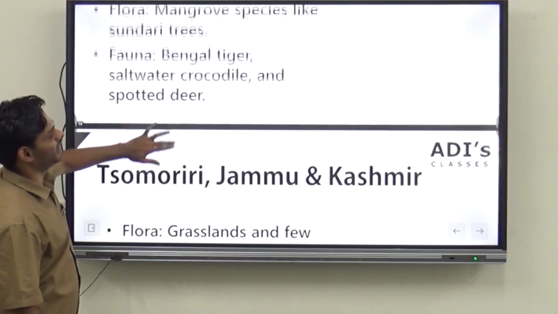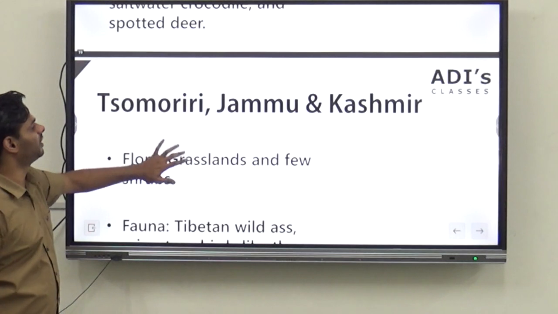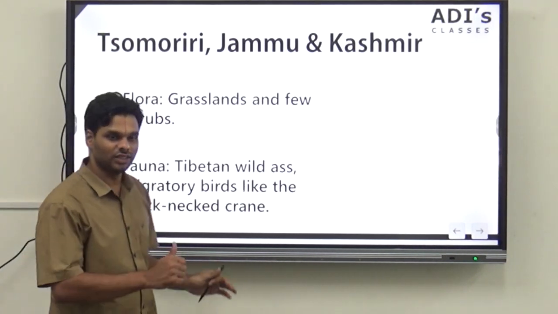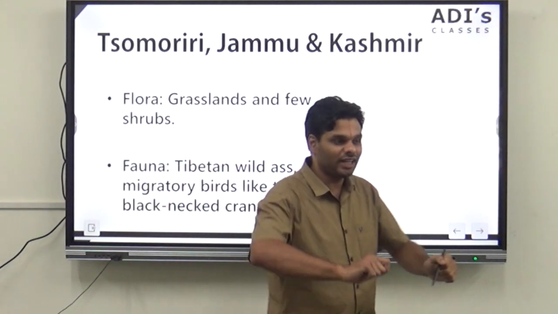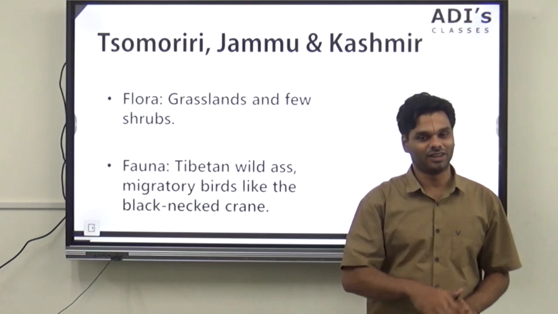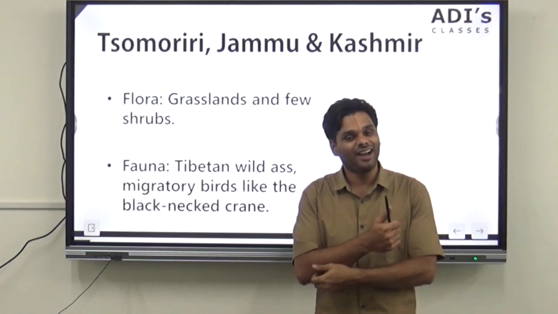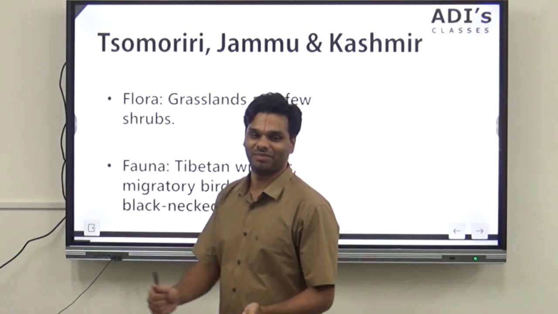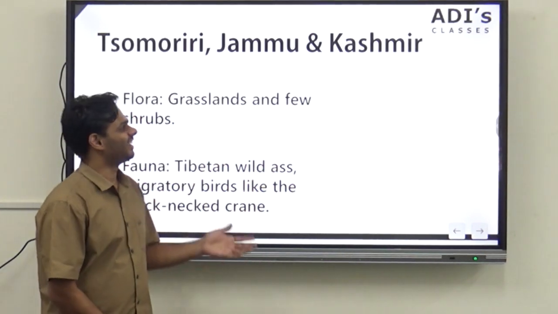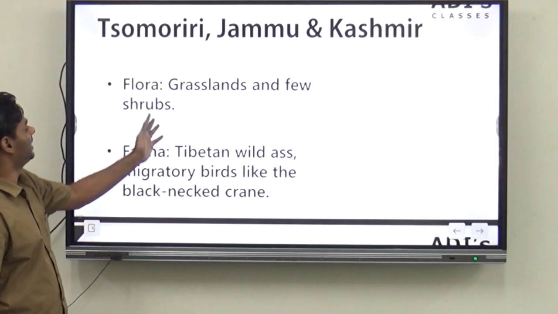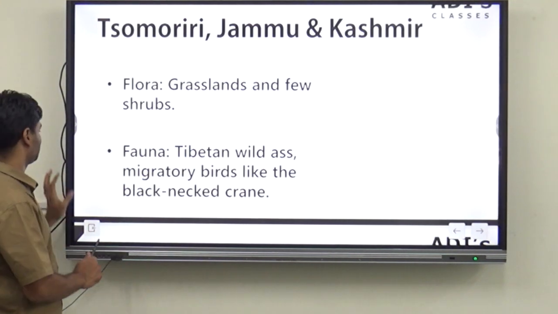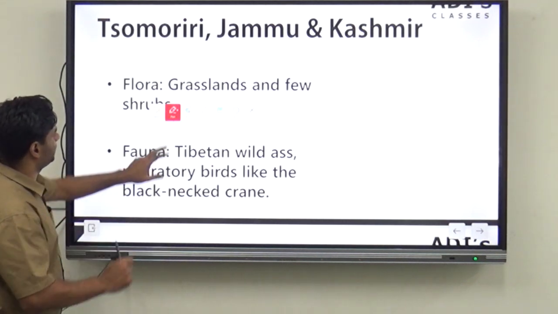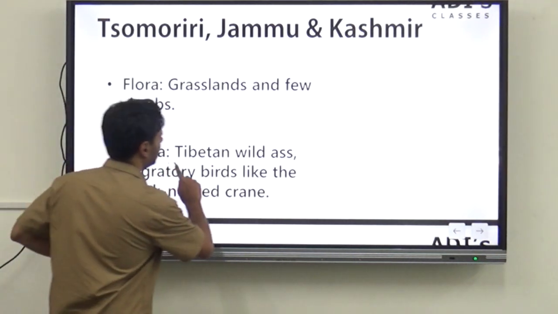Okay. And spotted deer, obviously you know. You've all seen spotted deer. Somoriri. Have you heard of this? Is it a saltwater lake or a freshwater lake? Freshwater. How do you know? It's in the mountains. How will salt climb and go and sit inside it? Salt can't climb. So it's a freshwater lake. Okay. So majorly grasslands and few shrubs. But when you look at the fauna, one very interesting creature.